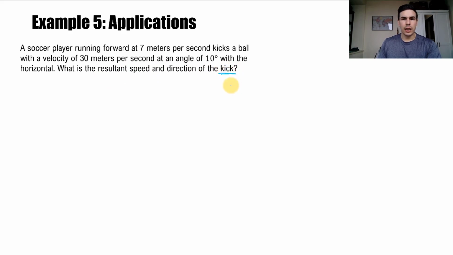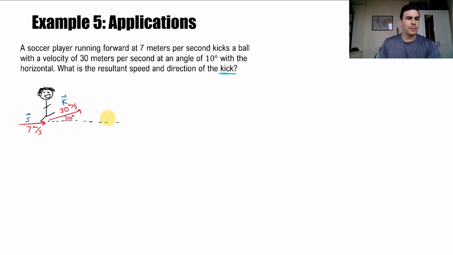So you guys know how good I am at drawing. I had to make a little sketch of this one. So we've got our soccer player. Now we've got vector S, for speed. They're running at a magnitude of 7 meters per second, and then they kick with the magnitude. So we've got vector K with a magnitude of 30 meters per second at an angle of 10 degrees, right?